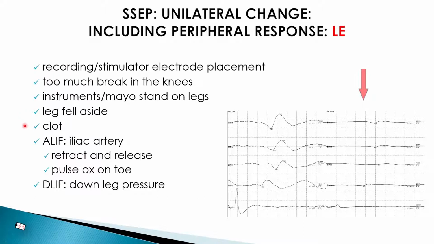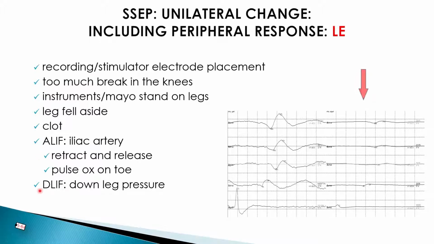A blood clot can happen. And if you're doing anterior lumbar cases where they're retracting that iliac artery, you can see changes in the lower SSEP that will mostly affect just the popliteal fossa due to decreased perfusion to the leg. We put a pulse oximeter on the toe to help detect problems like this. And the surgeon uses a retract and release type of technique, where they're not continuously retracting that iliac artery throughout the case, retracting and then releasing, to ensure perfusion to the leg.